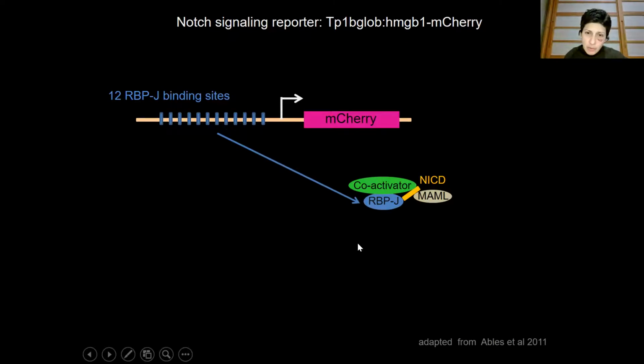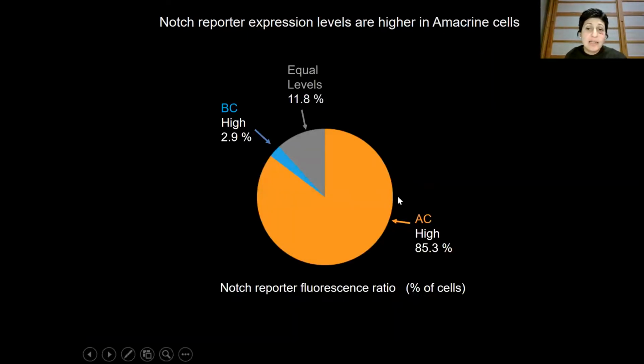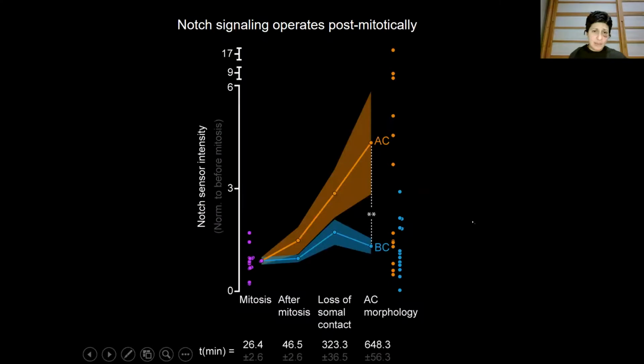So we essentially crossed this line to our Q32 line and asked whether there's any kind of asymmetric expression of Notch signaling in the amacrine versus bipolar cells. And what we found was that indeed the amacrine cell expressed higher levels of Notch. Now, because we do time-lapse imaging, we were actually able to follow the divisions in combination with the Notch sensor. And we were able to see that at mitosis, Notch sensor levels are very low, and it only increases several hours post-mitosis and is much higher, as would be expected from what I just showed you, in the amacrine cell compared to the bipolar cell.